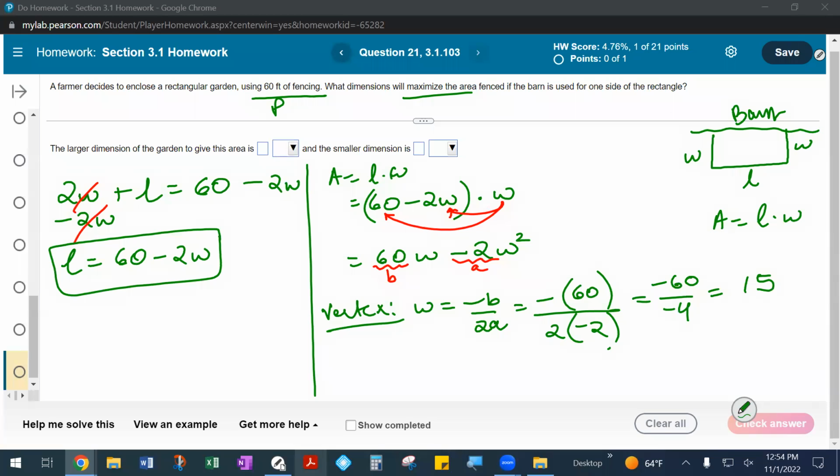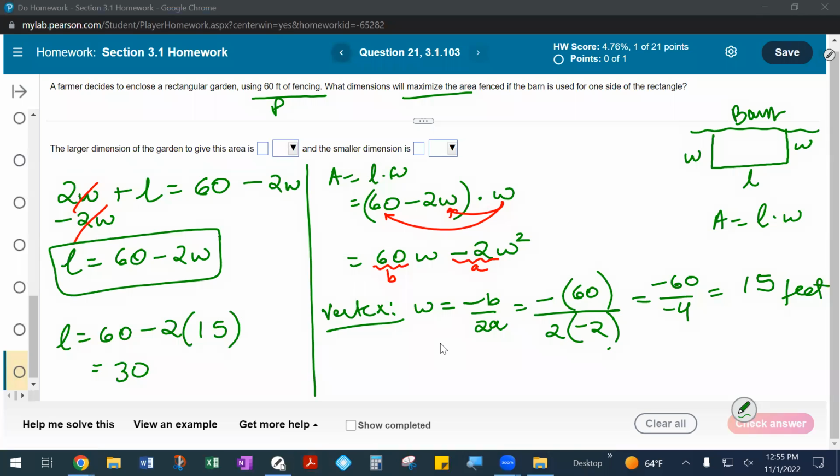So remember, that's the width. They don't really want to know what the area is going to be. If you wanted to know the area, we would take that 15 and put it back into this function. They're just interested in the dimensions, right? So the next thing you want to find out is the length by using this guy over here. What does this come out to be?